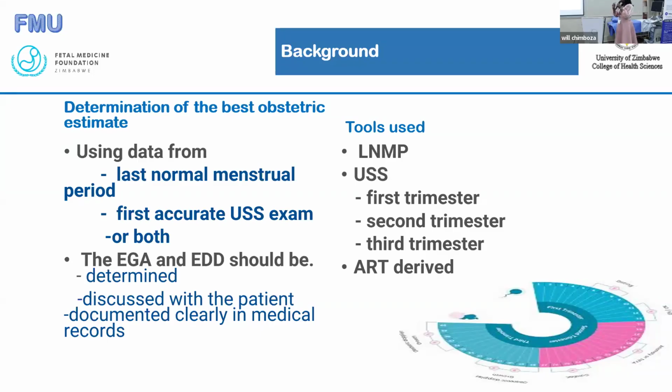Once we establish the accurate dates, we have to discuss these dates with the patient. And we have to document this clearly in the patient's notes so that the patient will not move from one review to the other, being redated on every review. So we need to document accurately in her notes so that everyone will stick to the dates that have been established by the first person who saw the patient.